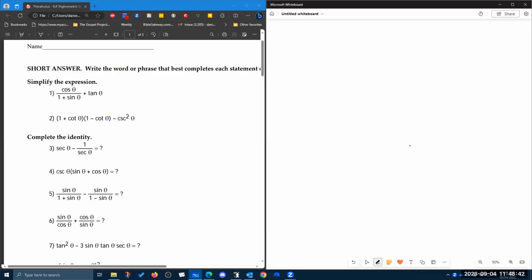Now we have cosecant theta times sine theta plus cosine theta. So this is going to be cosecant times sine is going to be 1. This is cosine over sine, which is cotangent. That's all they want us to do there.